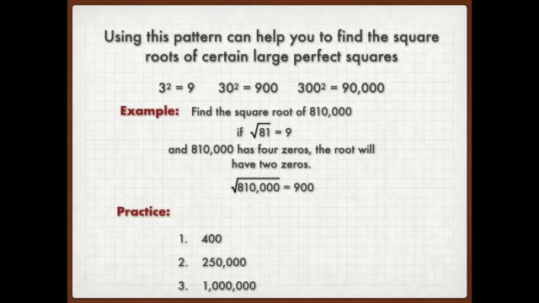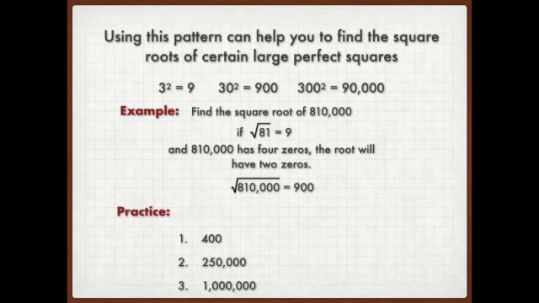Let's say someone says, okay, give me the square root of 810,000. Well, I look at that and I'm like, whoa, that's a huge number. Well, no, let's break it down and make it simple. If I look at 810,000, inside that I see 81, and I know the square root of 81 is 9. Well, all I have to do is do the square root of 81 and find out 9.